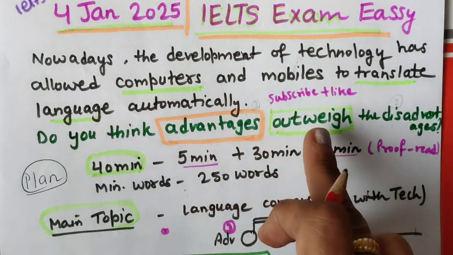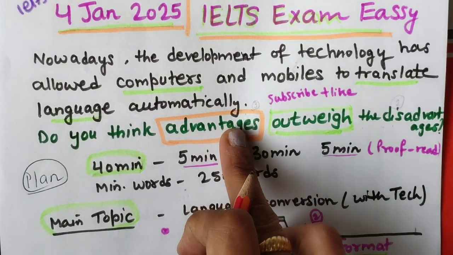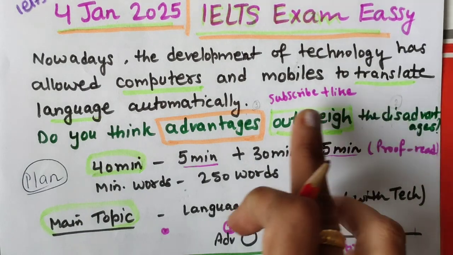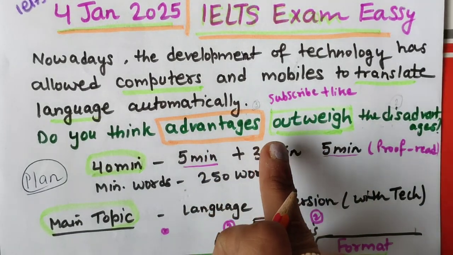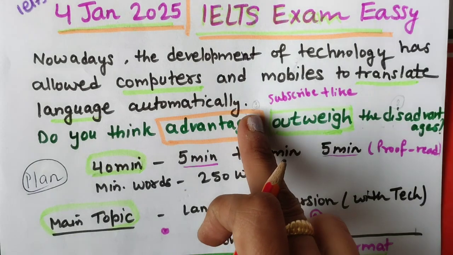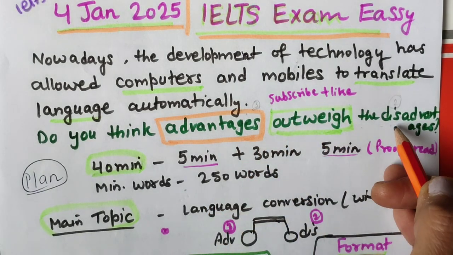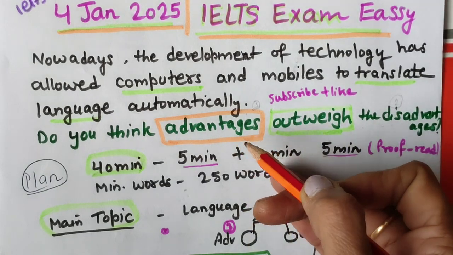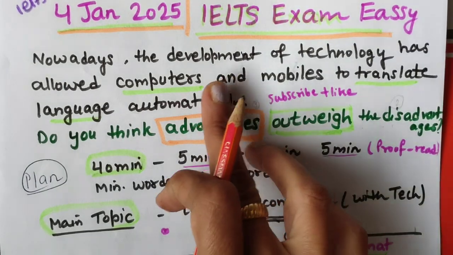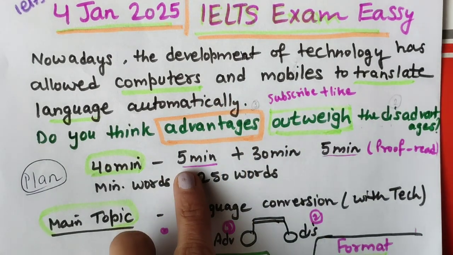But if you don't understand this word outweigh, then you can write equal advantages and disadvantages, two here, two here. But in the introduction and conclusion, always mention that on the basis of these advantages and disadvantages, I really think that it has more benefits overall. Okay, so this kind of situation you can write.